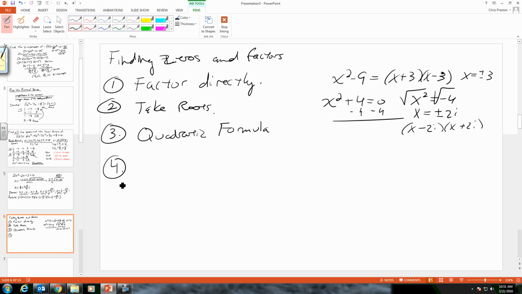I can't group it. I can't factor it. I can't take roots because there's all kinds of different terms involved. It doesn't fit the pattern of a quadratic. Can't use a quadratic formula. What do I do at that point? And so this is the process we just did.